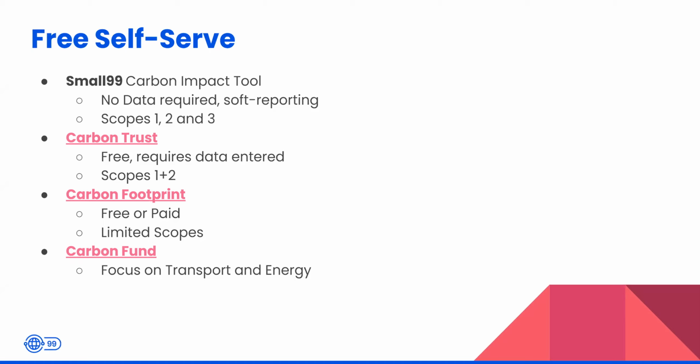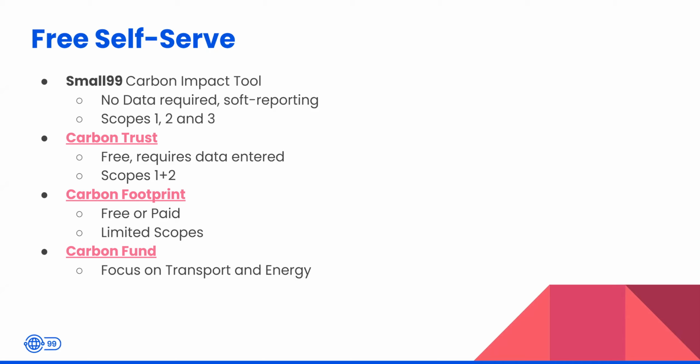There is, of course, Small 99's Carbon Impact Tool, which is our non-technical one. It doesn't ask you for any data. We do try and cover scopes 1, 2, and 3. It's not perfect at all. There's questions in there I need to change, but the idea is it gives you a very quick 5-minute prompt on areas of your business where the carbon might be sat based on just broad trends. Then there's 3 other ones that are all quite similar.